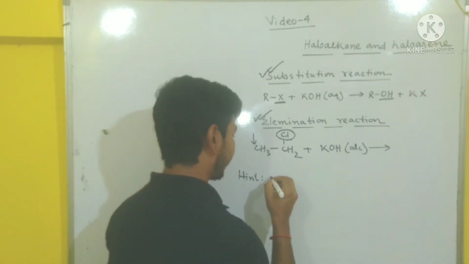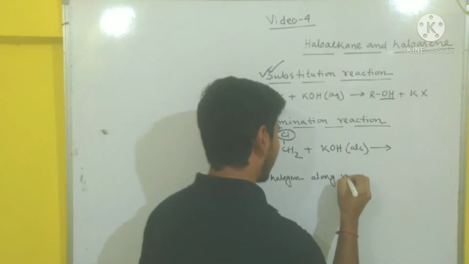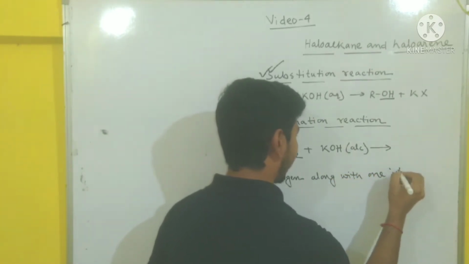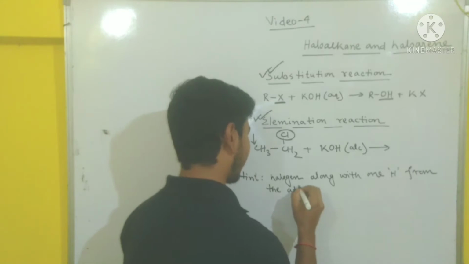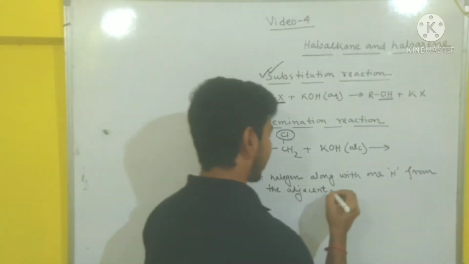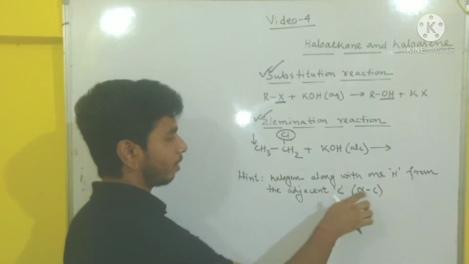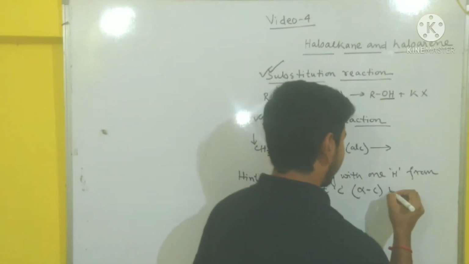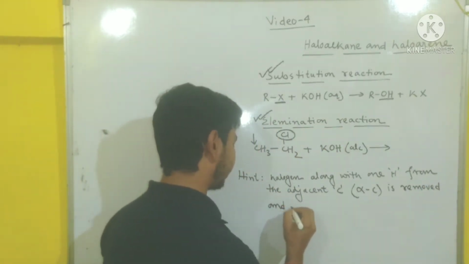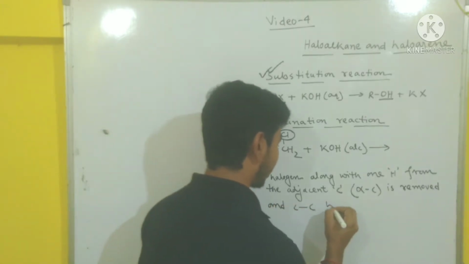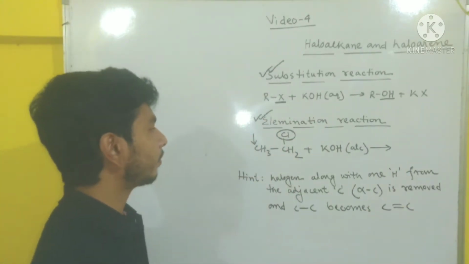So here the halogen, along with one hydrogen from the adjacent carbon, which is called the alpha carbon, is removed, and the carbon-carbon single bond becomes a carbon-carbon double bond. Now what will be the product?